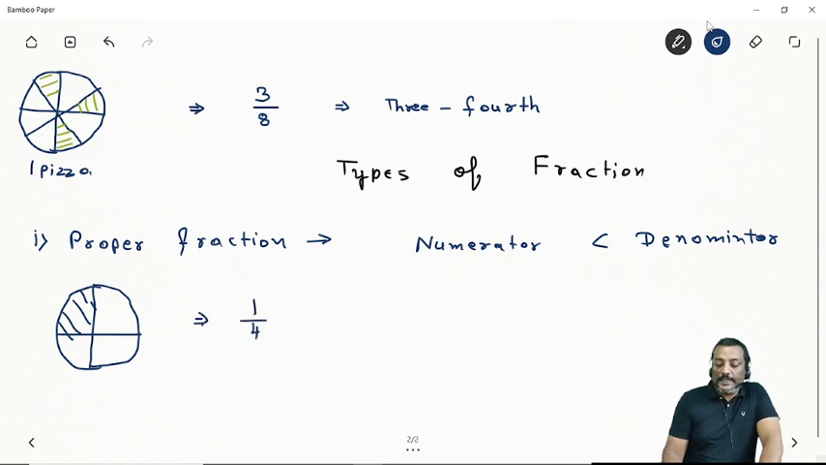So you can see here, numerator is what? We are representing the numerator with n and the denominator with capital letter D. Okay, so numerator is 1 and denominator is 4. Denominator, you know, is the total parts. So here 1 is smaller than 4, so it will be considered a proper fraction.